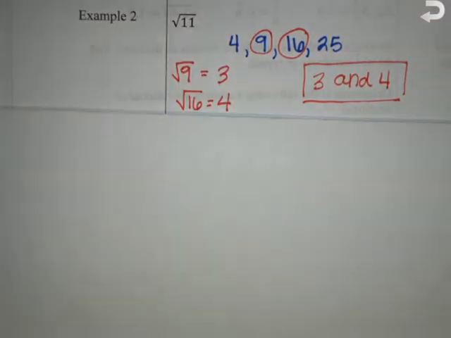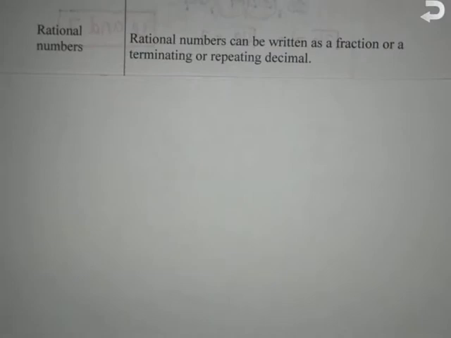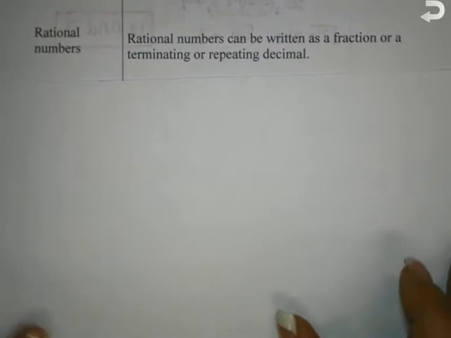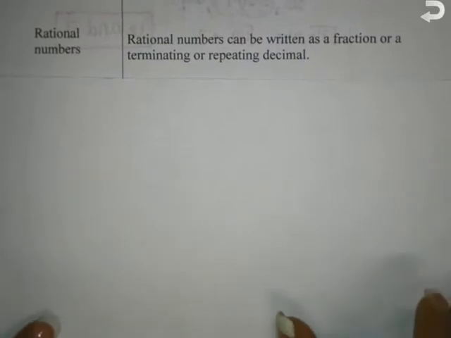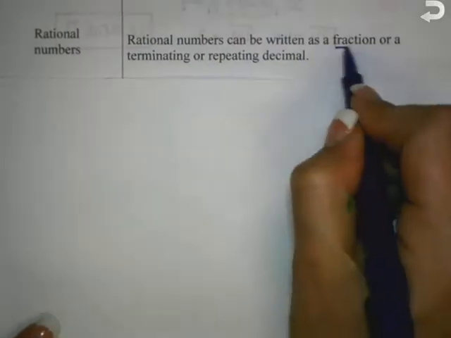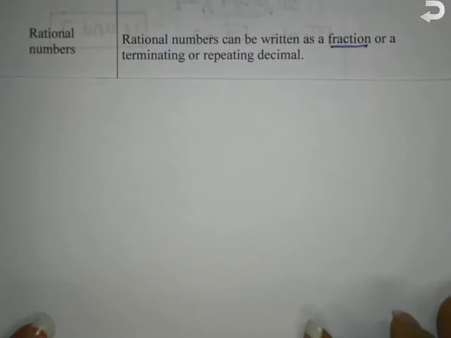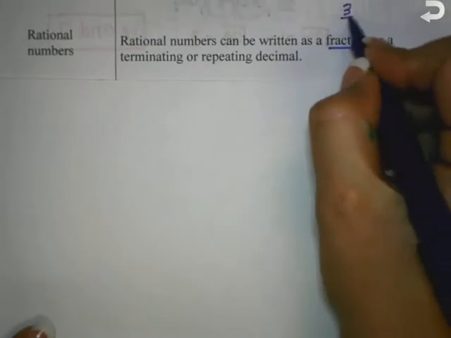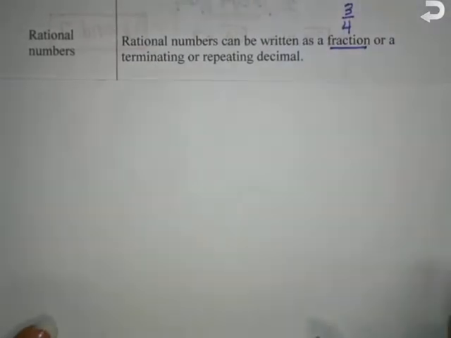We also need to know the difference between a rational and an irrational number. Okay? A rational number is a number that can be written in one of 3 ways. It can be written as a fraction. So what would a rational number written as a fraction look like? How about 3 over 4? It can be any number that can be written as a fraction.